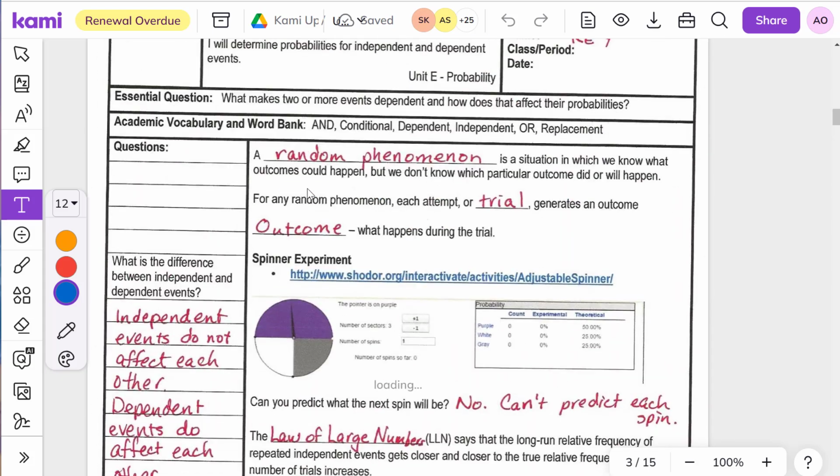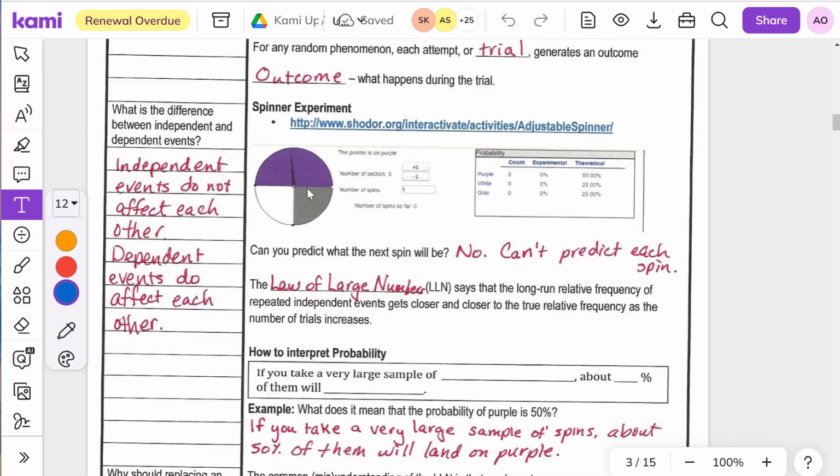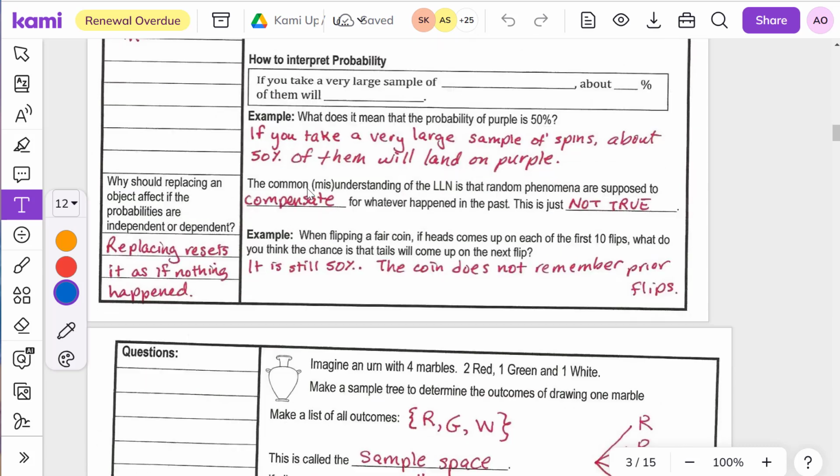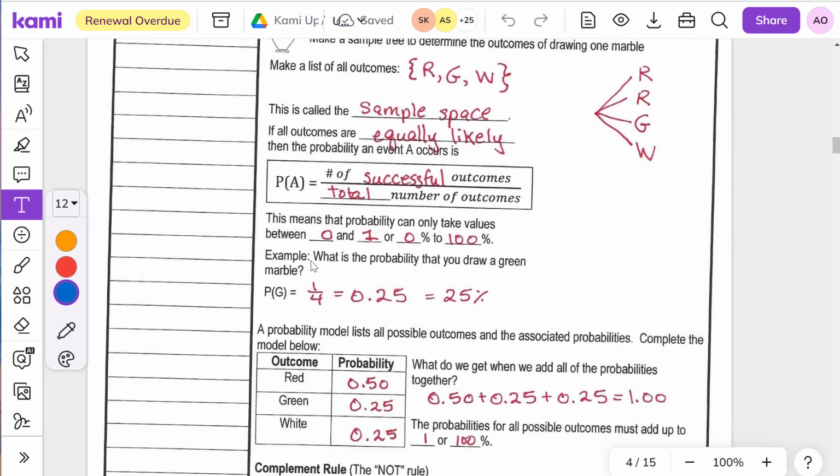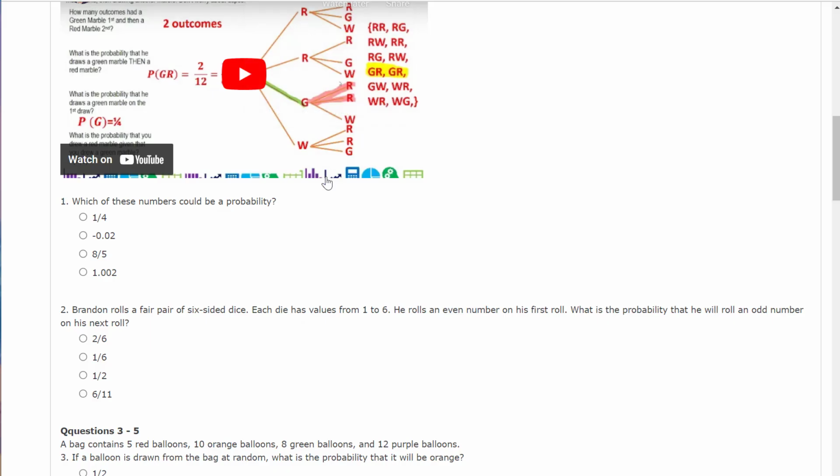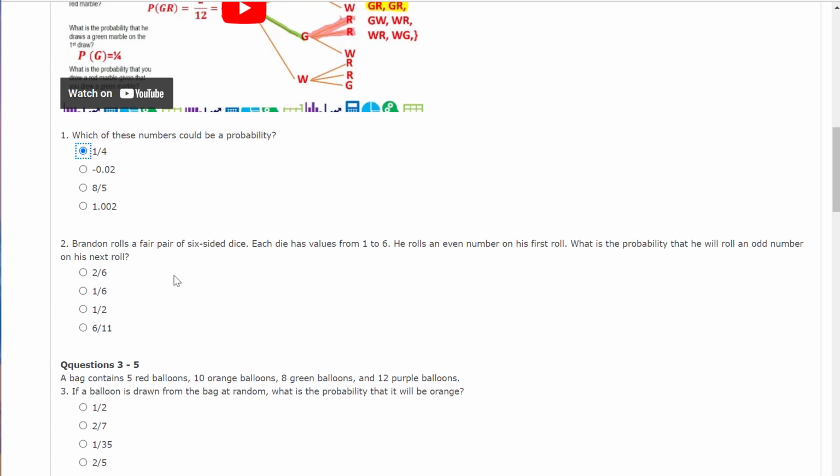So here we go. A probability should be a number between 0 and 1. So there you go, that's where it is on the notes. It means that the probability can take any values from 0 to 1. So my correct answer is 1/4, because that's negative, that's bigger than 1, and that's bigger than 1.